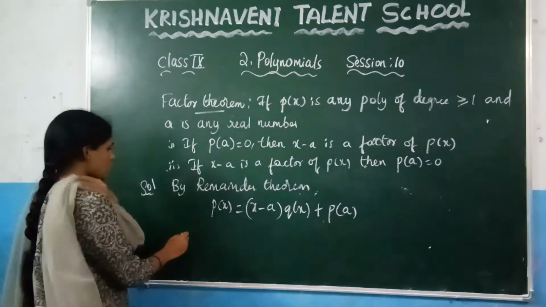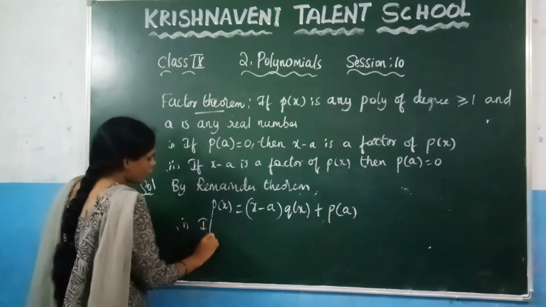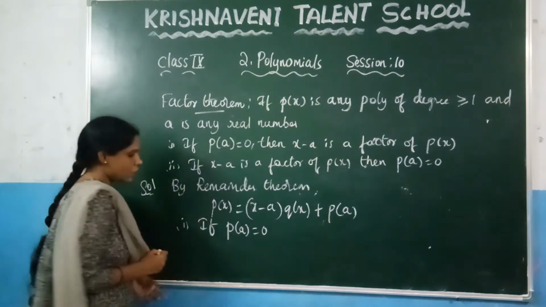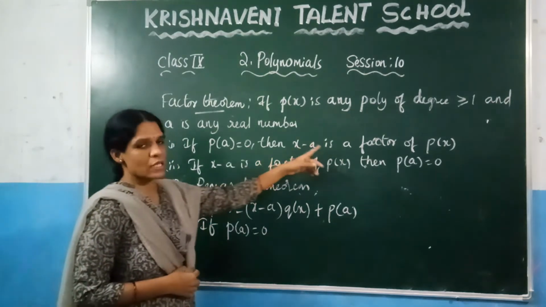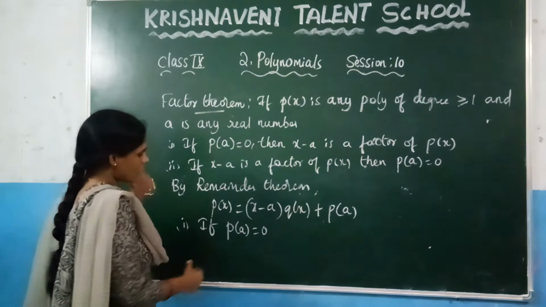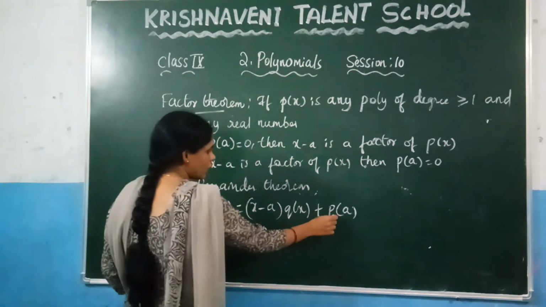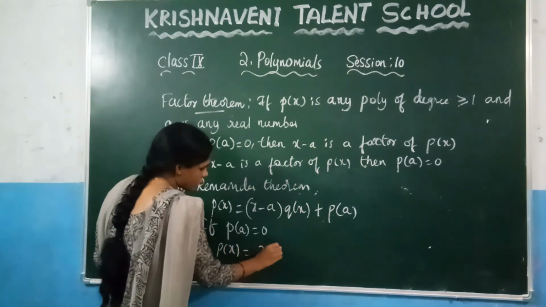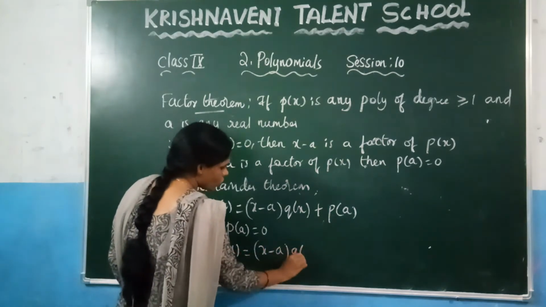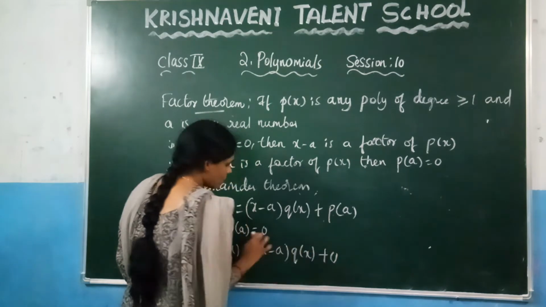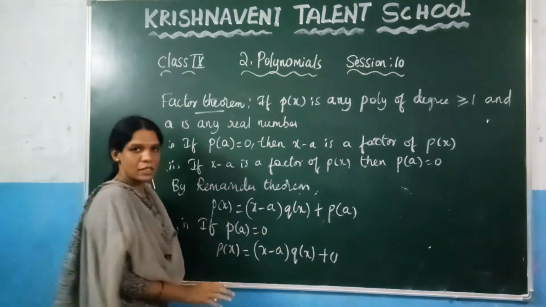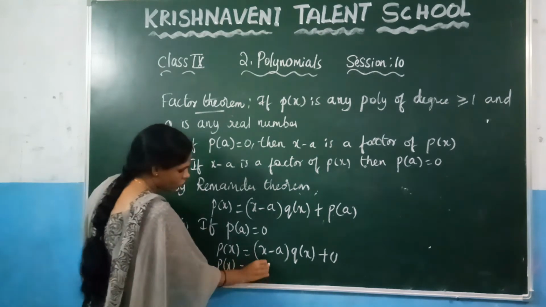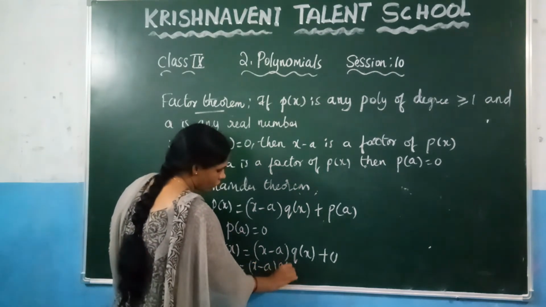Now in the first one, what they have given is that if p of a is equal to 0, this is the condition, then you need to prove that x minus a is a factor of p of x. Just substitute 0 in place of p of a. So what you will get: p of x is equal to x minus a into q of x plus 0. In place of p of a, we have substituted 0. So what you will get here: p of x is equal to x minus a into q of x.